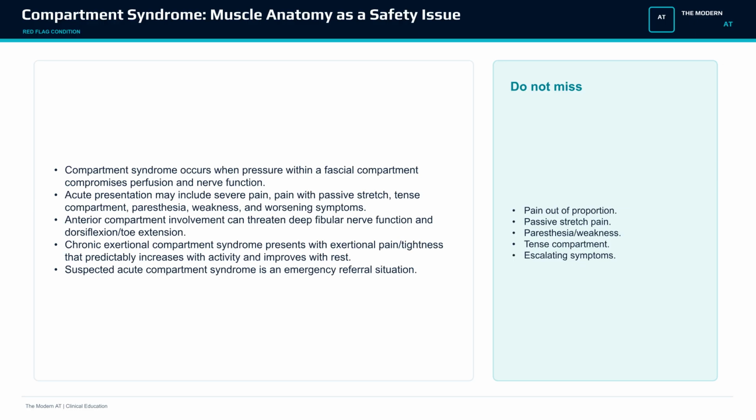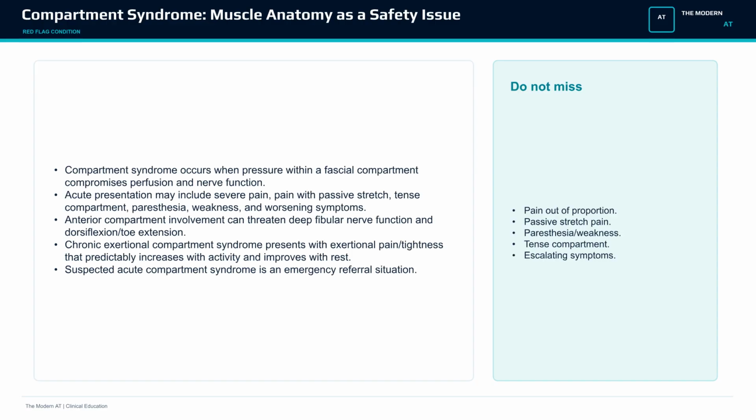Compartment syndrome is where muscle anatomy becomes a safety issue. A fascial compartment has limited space, so rising pressure can compromise perfusion and nerve function. Acute warning signs include severe pain, pain out of proportion, pain with passive stretch, a tense compartment, paresthesia, weakness, and worsening symptoms after trauma or exertion. Anterior compartment involvement can threaten deep fibular nerve function, dorsiflexion, and toe extension.